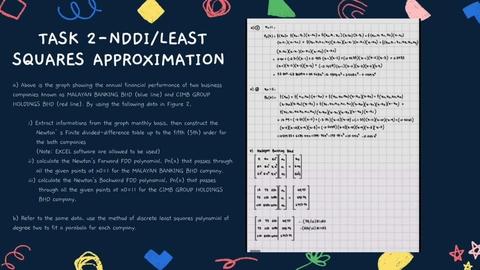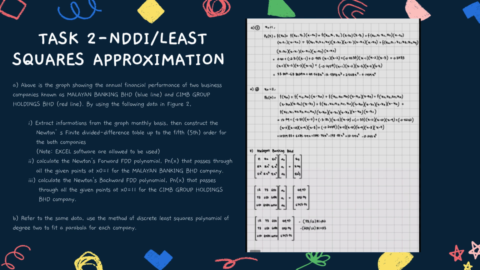I've used the Newton forward polynomial, with the starting point x0 equal to 1 for Maybank. I've used the formula from the table from question A1. And then for question A3, I've used the Newton backward polynomial for the bank CIMB, starting from the starting point x0 equal to 11. I've used the formula for the Newton backward, same idea, but the start is from the end of the table.